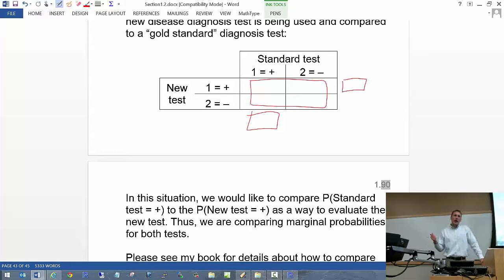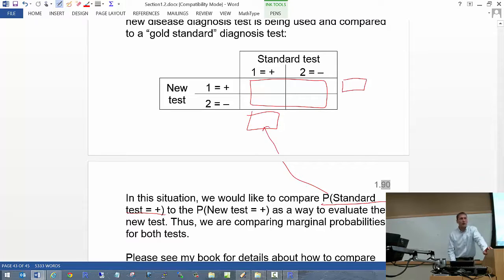And you want to compare that to some new test that has been developed to diagnose HIV in an individual. Okay? And so what you'd like to know then is, well, what's the probability that my standard test gives me a positive result? And what's the probability that my new test gives me a positive result? And compare those 2 probabilities directly, maybe through a difference, maybe through a ratio like we did with the relative risk, and so on.